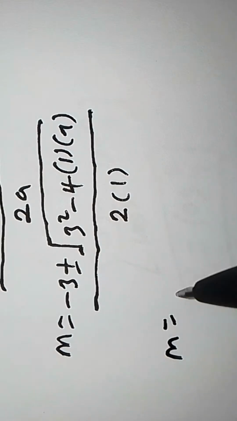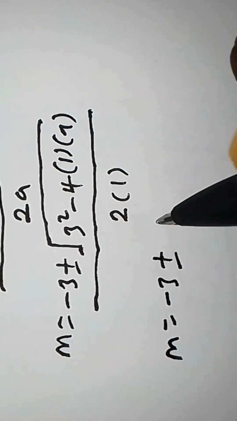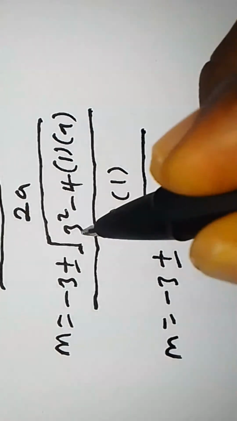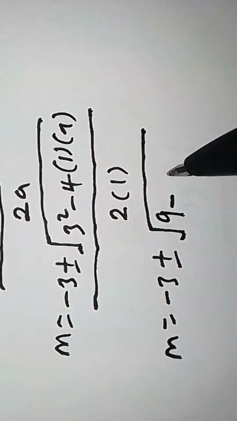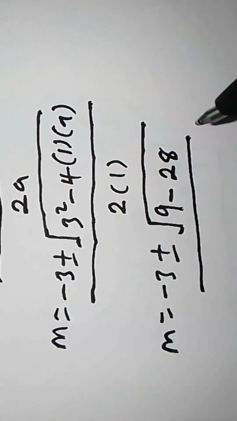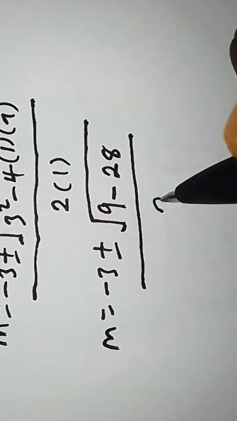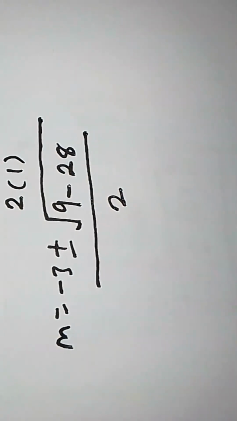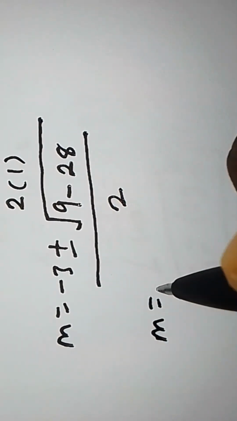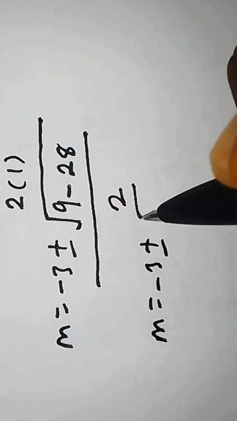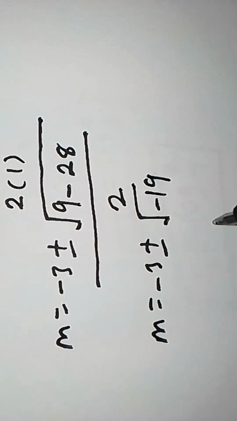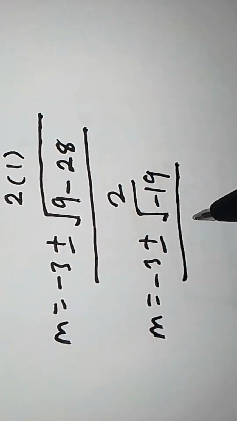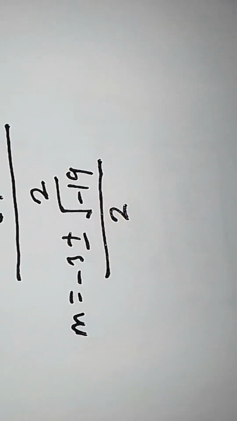M is equal to minus 3 plus or minus square root of 3 squared, that is 9, minus 4 times 1 times 7, that is 28, divided by 2. Let's proceed further. M is equal to minus 3 plus or minus square root of 9 minus 28, that is negative 19, divided by 2.